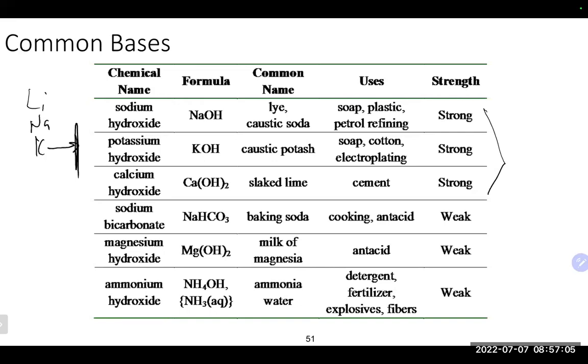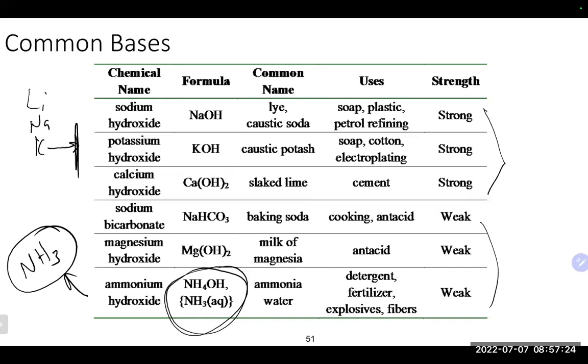Your group 1 and group 2 on the periodic table typically make a lot of the strong bases that you see. Some of these are weak bases, and the most common one that you come across is ammonium hydroxide, which is in most cases referred to as just ammonia, NH3, a very common weak base. It's the same idea. If you had sodium hydroxide or potassium hydroxide, you would 100% break it apart. If you were dealing with something like ammonia, it wouldn't break apart. It would stay together.